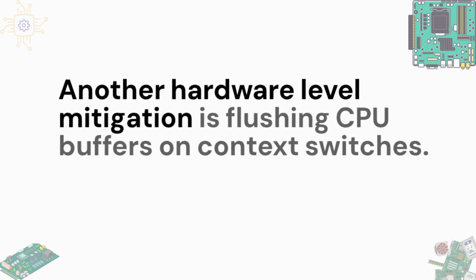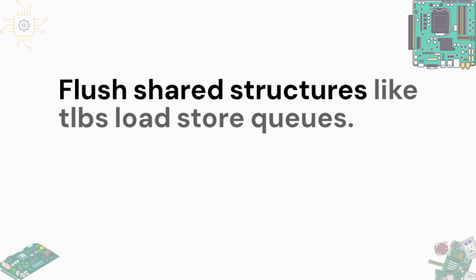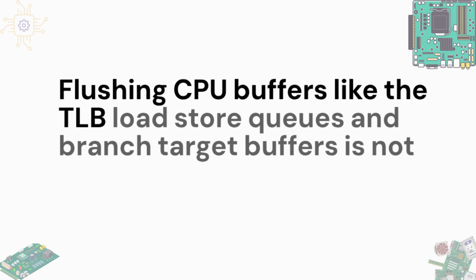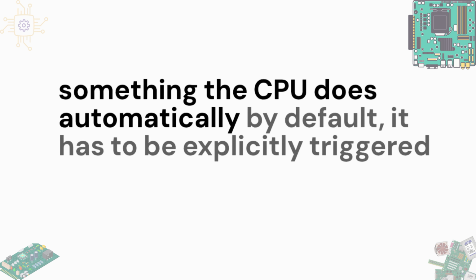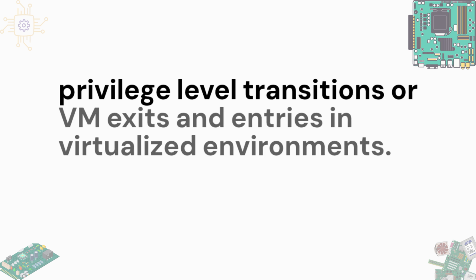Another hardware-level mitigation is flushing CPU buffers. On context switches, CPUs with OS cooperation flush shared structures like TLBs, load store queues, and branch target buffers. This requires firmware and OS support. Flushing CPU buffers like the TLB, load store queues, and branch target buffers is not something the CPU does automatically by default. It has to be explicitly triggered by the operating system at appropriate times, typically during context switches, privilege level transitions, or VM exits and entries in virtualized environments.